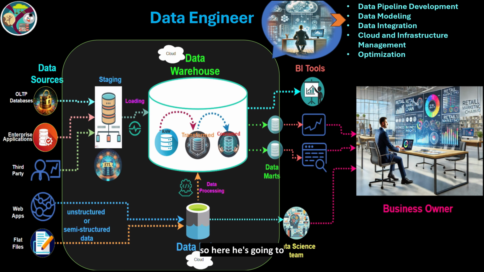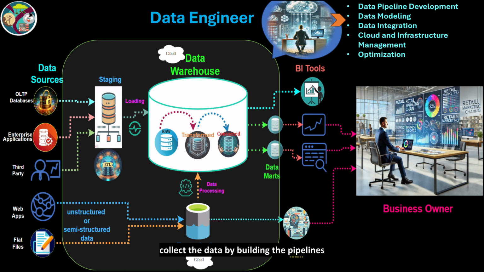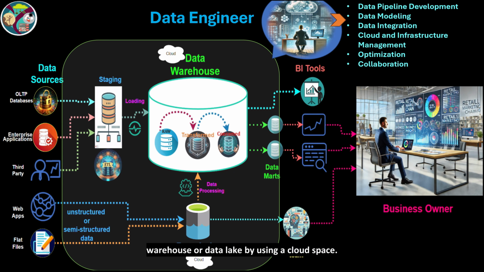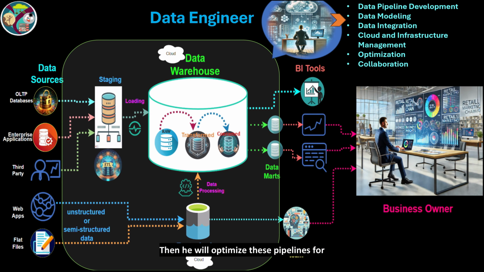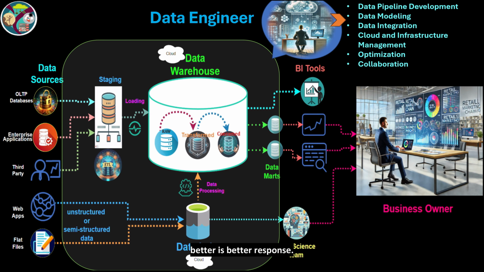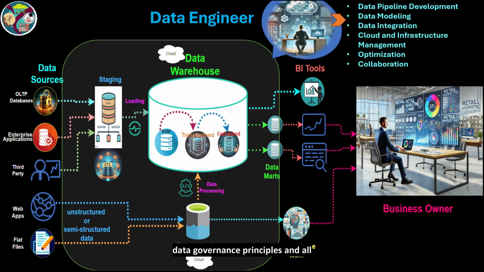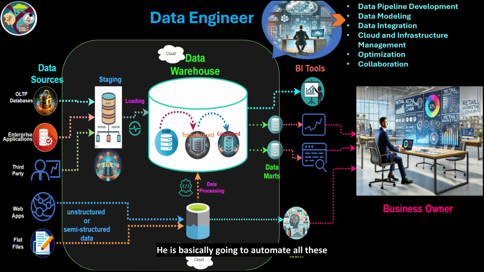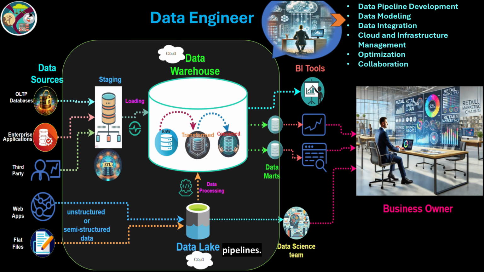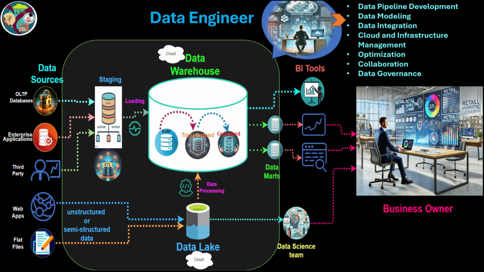So he is going to collect the data by building the pipelines, integrate the data, and organize the data inside the data warehouse or data lake by using a cloud space. Then he will optimize these pipelines for better response. Then he will safeguard the data by applying data governance principles and so on. Then he is basically going to automate all these pipelines. So these are the typical roles and responsibilities taken care of by the data engineer.